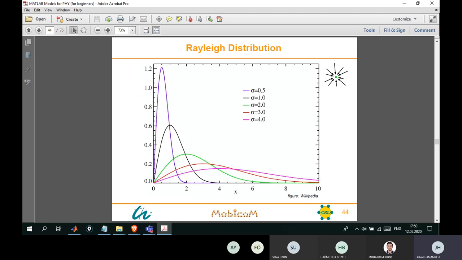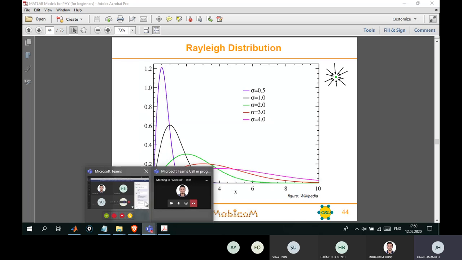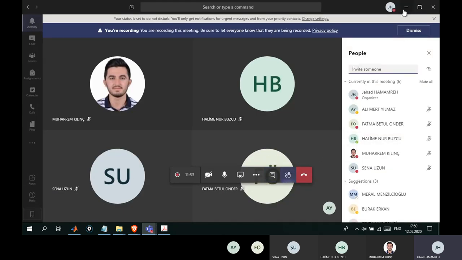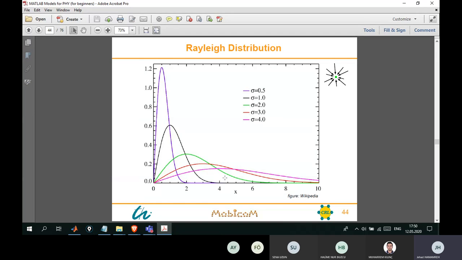So the Rayleigh distribution, as you can see, is here in this figure. It's not similar to Gaussian. It's completely different. Gaussian is basically symmetric. For example, here sigma is equal to 0.5.